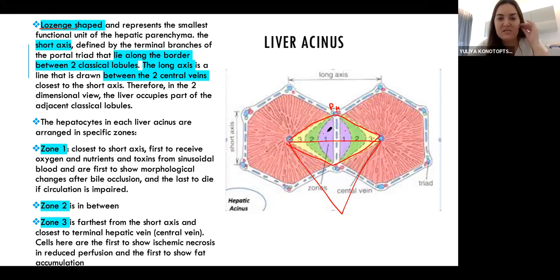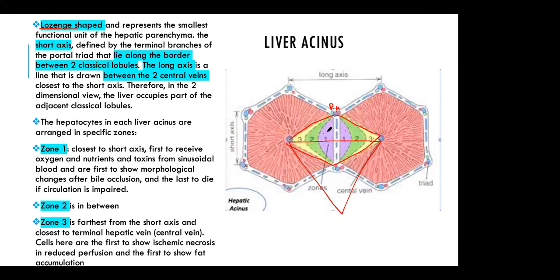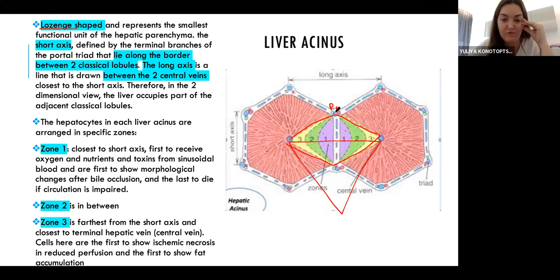Which zone is the first to die from ischemia? 3.3. Because it is the furthest away from the blood vessel. So if you cut off the blood supply, the first zone to die will be third, because it is the furthest away from the blood, right? So it's the furthest, so it will be already missing the blood.